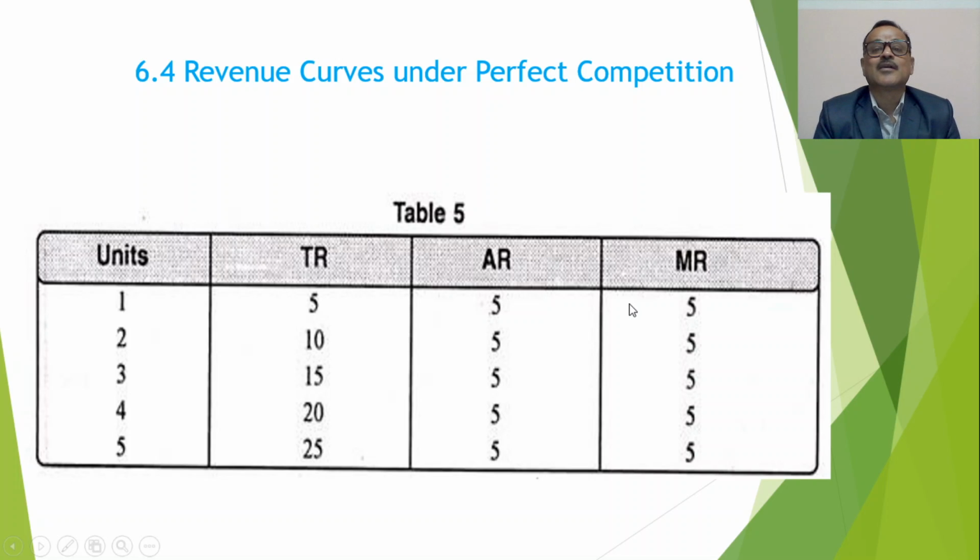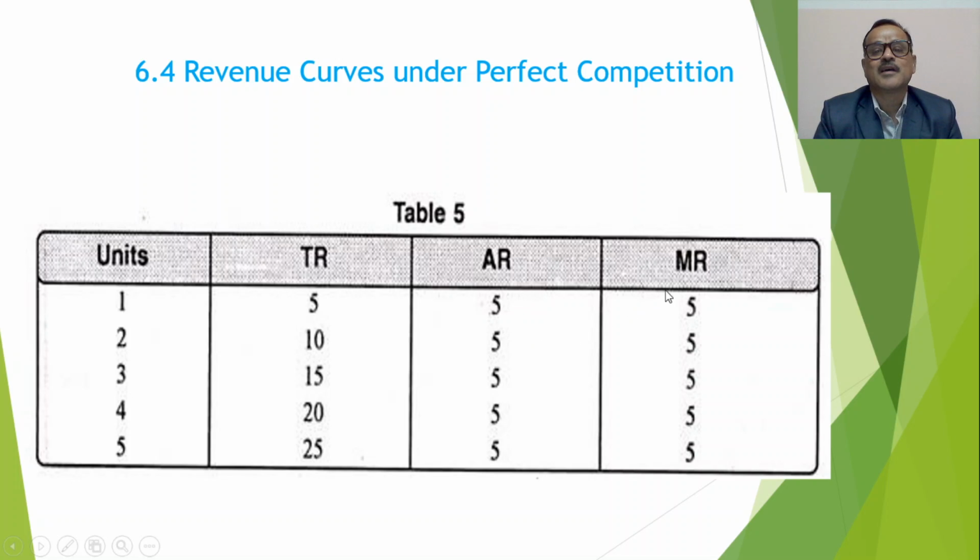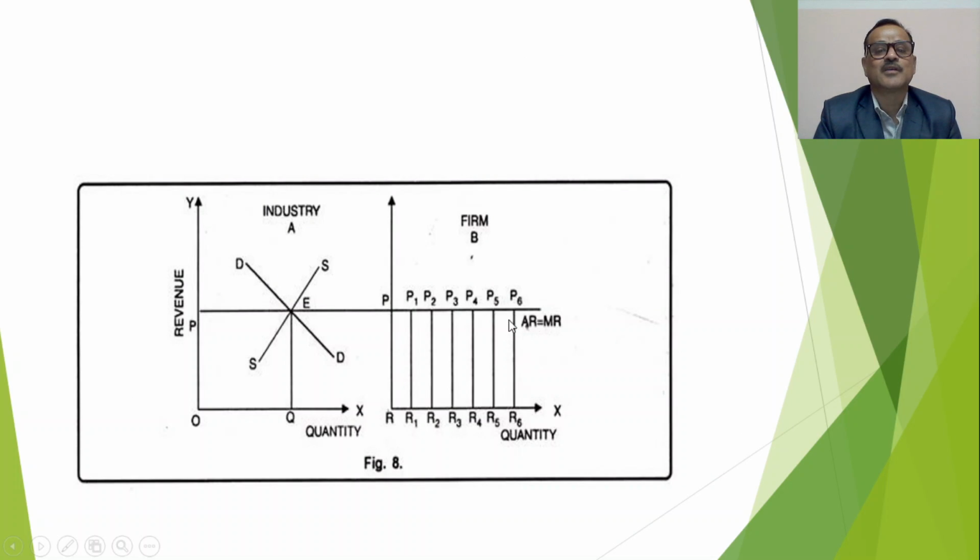This is the perfect competition marginal, average, and total revenue. Here in the diagram, we see revenue, price is constant, and quantity increases. Quantity R1, R2, R3, R4, R6, quantity continuously increases, but price remains constant. So here from the table above, AR is equal to MR, because here it is all 5, all 5. So AR is equal to MR.